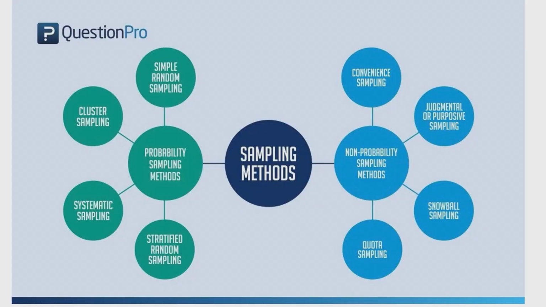Next, we move on to the methods. There are 5 methods under probability and another 5 under non-probability also. They are simple random, cluster, systematic, and stratified random sampling. And here again there are 4 methods: convenience, judgmental, snowball and quota sampling. 4 methods in each of the sampling methods.